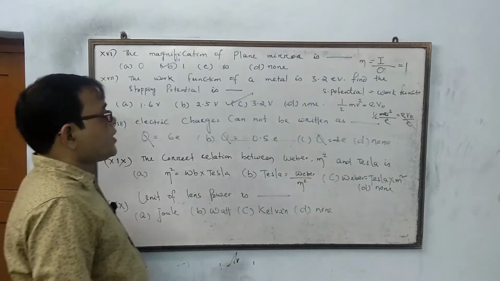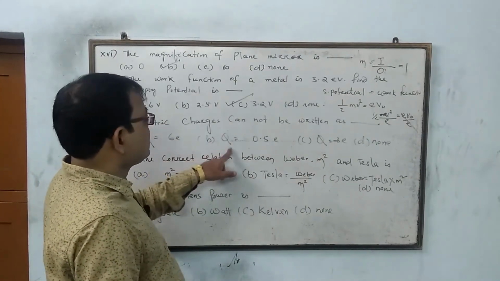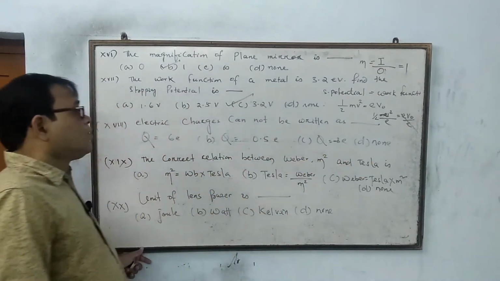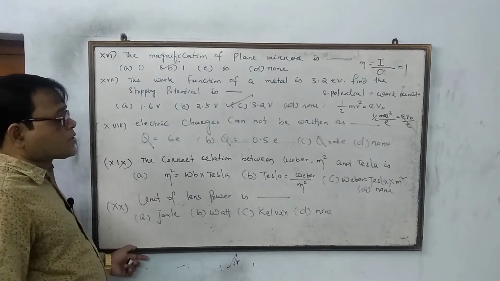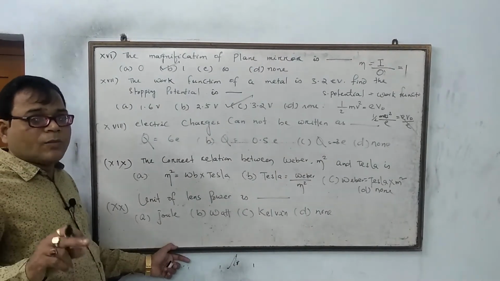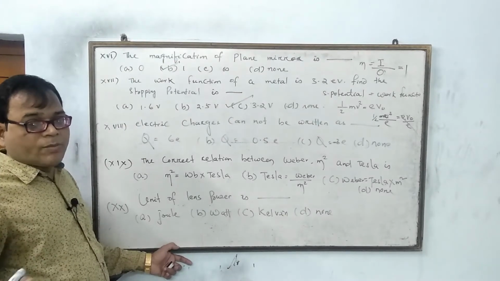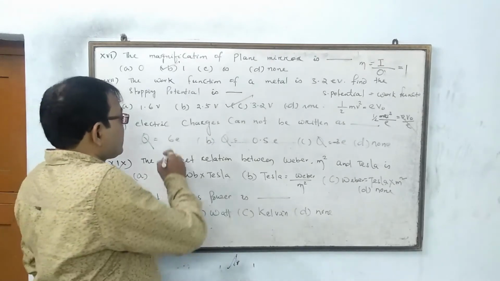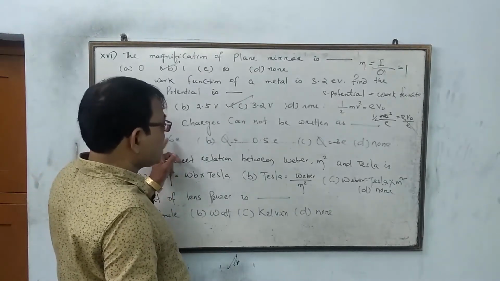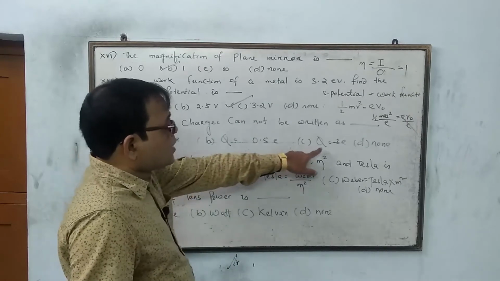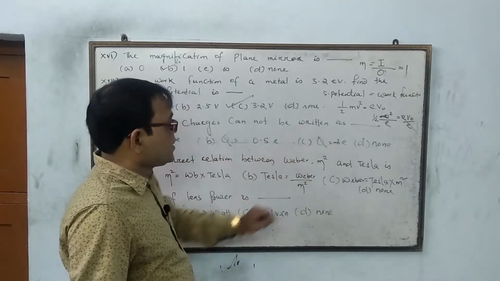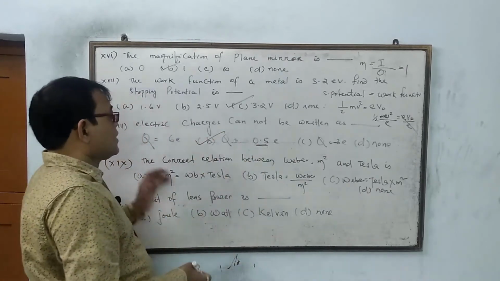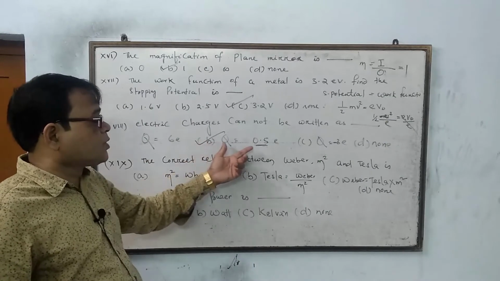Electric charge cannot be written as a dash. Q equal to 6e, Q equal to 0.5e, Q is equal to minus 3e, D none of these. We know that the electric charge is always an integral multiple of the charge of an electron. It may be a positive integer or a negative integer times the electron charge. So 6e can exist. Minus 3e can exist, since minus 3 is an integer, but 0.5 is not an integer. Therefore this one is the right answer: electric charge cannot be written as Q equal to 0.5 e.